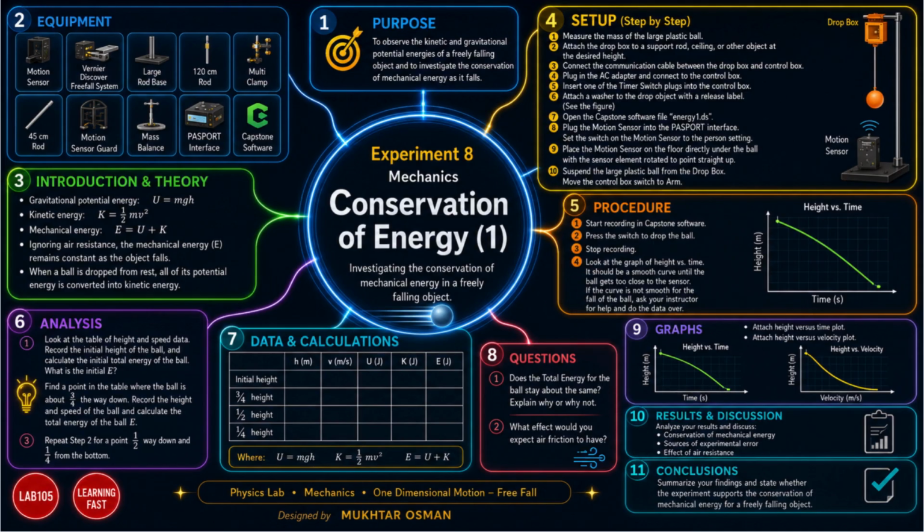5. Insert one of the timer switch plugs into the control box. 6. Attach a washer to the drop object with a release label. 7. Open the Capstone Software file energy1.ds. 8. Plug the motion sensor into the PASPORT interface. 9. Set the switch on the motion sensor to the person setting.